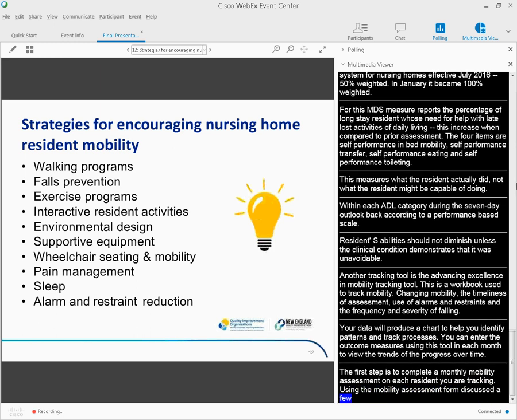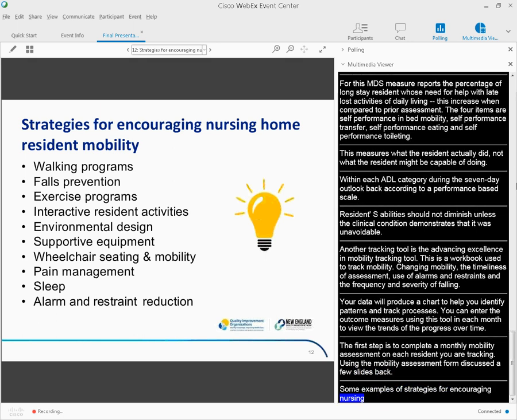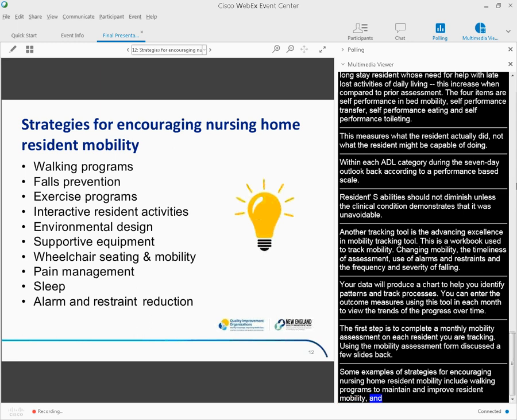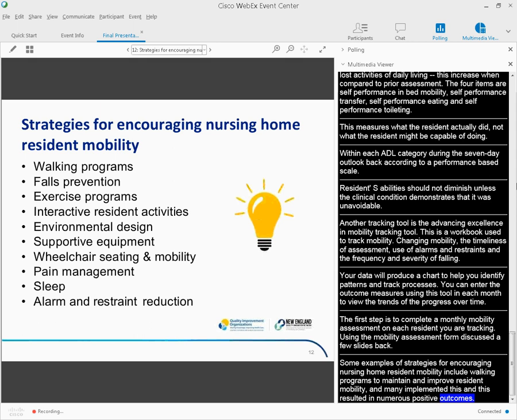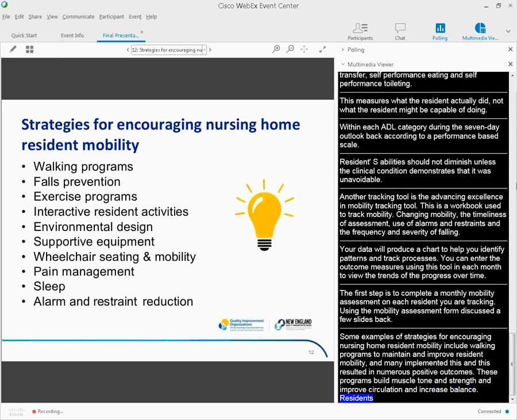So some examples of strategies for encouraging nursing home resident mobility include walking programs to maintain and improve resident mobility. Many nursing homes have implemented walking programs, resulting in numerous positive outcomes. These programs build up muscle tone and strength, improve circulation, and increase balance. Residents also experience increased self-esteem, dignity, and socialization as a result of their participation.